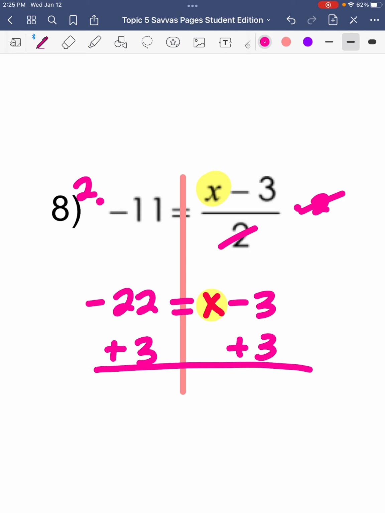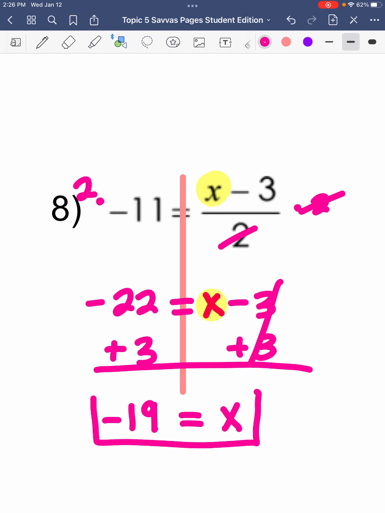Okay? So now, on the side with the x, my 3's cancel out, and my x is by itself. On the other side, I have negative 22 plus 3. So think of these as integers with different signs, right? And because they have different signs, we're going to subtract. So 22 minus 3 is 19, but it keeps the sign of the bigger number, so it's negative 19. So negative 19 equals x, or you could write that as x equals negative 19.